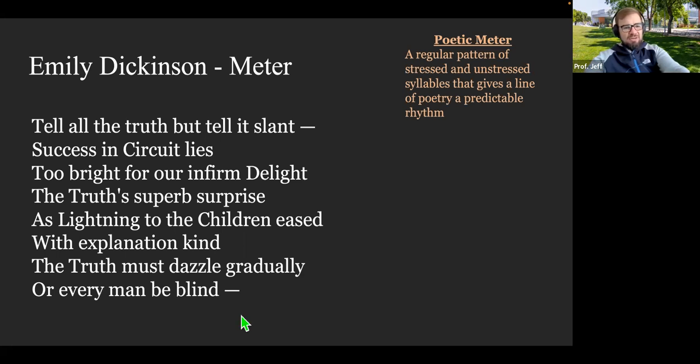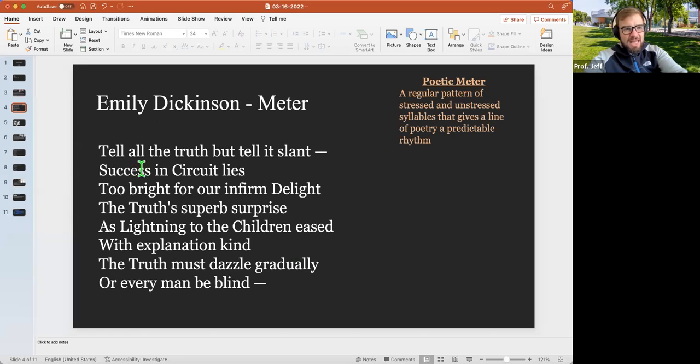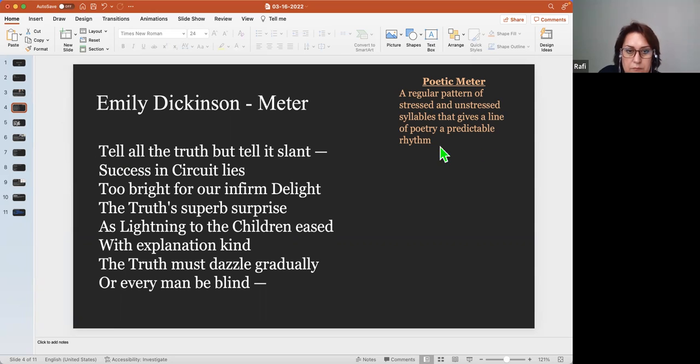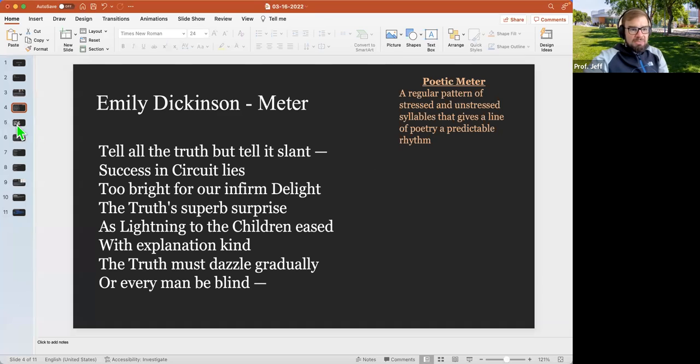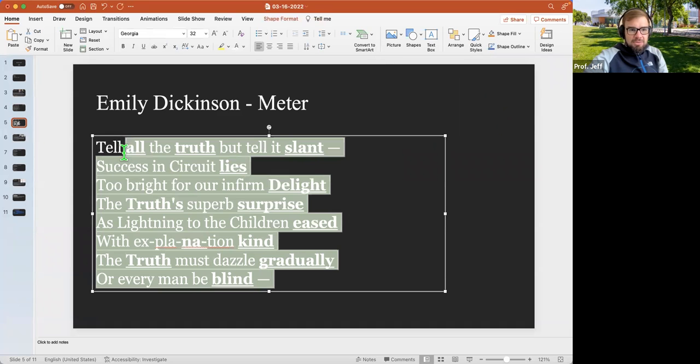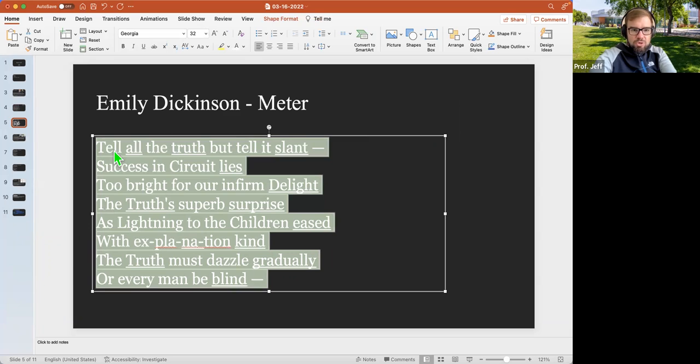I should go back and sort of get rid of this slide or make it more clear here. But this poem is exactly in the same structure of unstressed and stressed syllables that we talked about in the first document. So let me fix this so that it looks more clear.